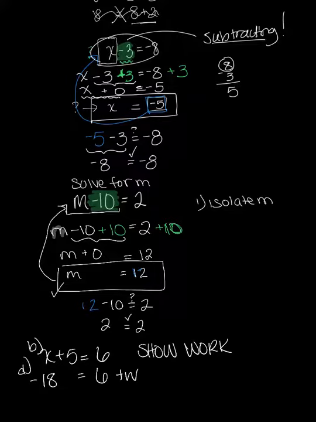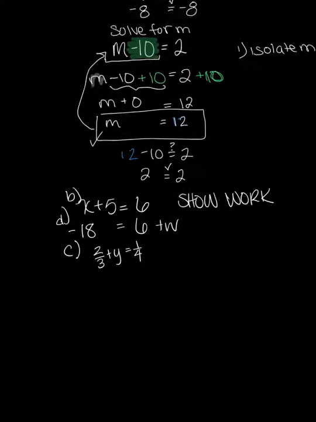All right, hopefully you got, for B, x should have equaled 1, and for D, w should have equaled negative 24. All right, let's look at doing one that involves some reciprocals. Actually, no, you can handle C. Go ahead and also do C for me. 2/3 plus y equals 1/4. All right, and be prepared to show your work. We're going to check this one together, so pause me until you're done with this one.